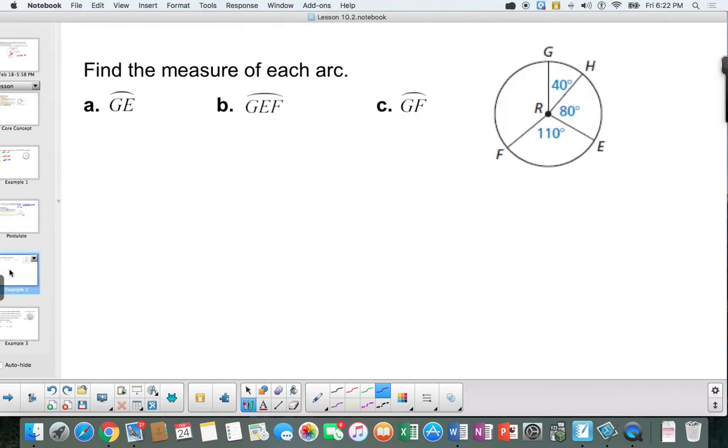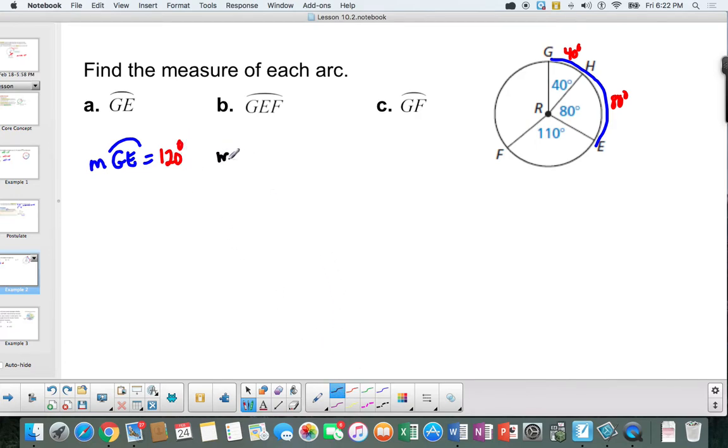All right, so let's go ahead and find the measures of these arcs using the arc addition postulate. So we want to find the measure of arc GE, and GE is this. And I know that this portion of the arc is going to be 40 degrees, and this portion of the arc will be 80 degrees. So I'm going to add them together, and that'll be 120 degrees.